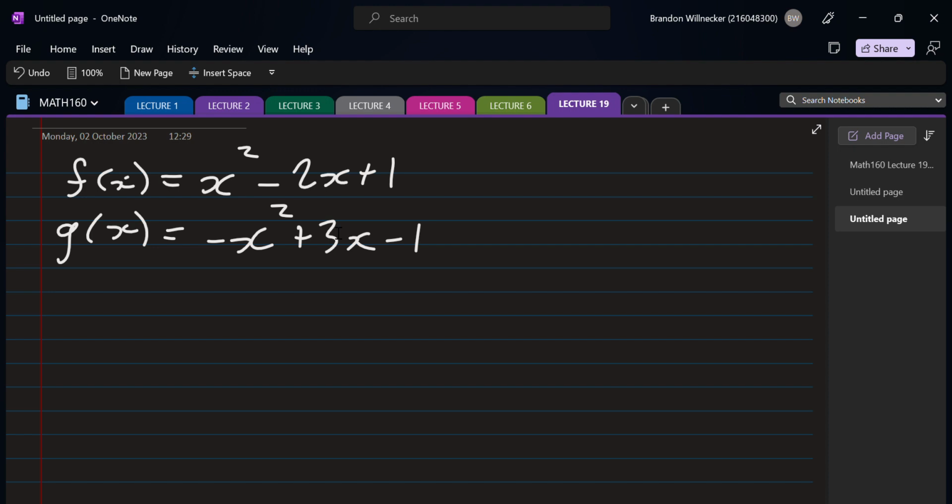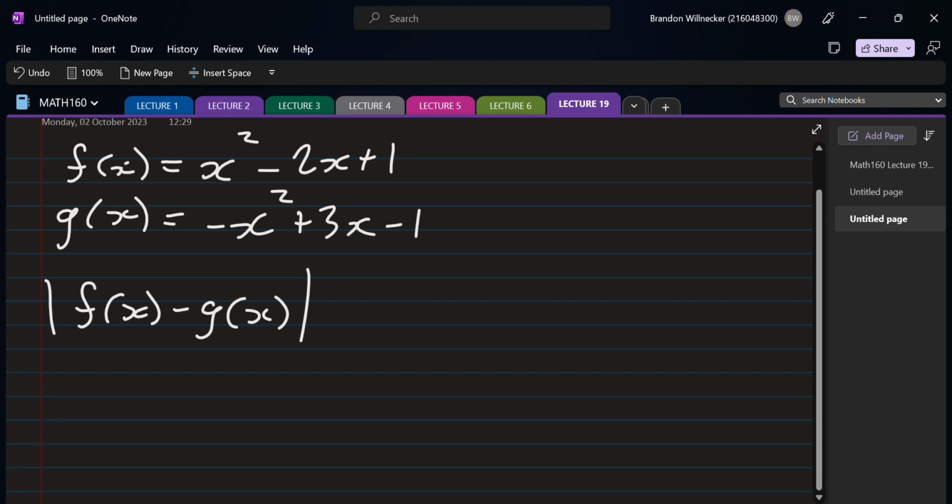Okay, so here we're going to look for the absolute value of f of x minus g of x. Now I put f first, and we know that that's not correct. It should have been g minus f, but this is just to show you that it doesn't matter which way you put it. You'll still get the same answer, because of those absolute values there.